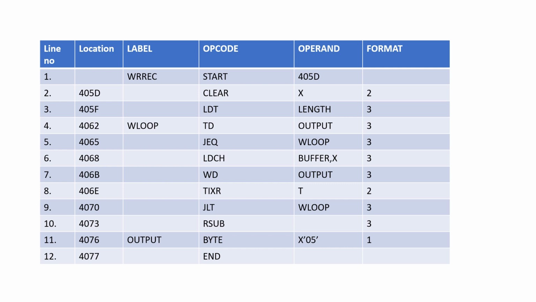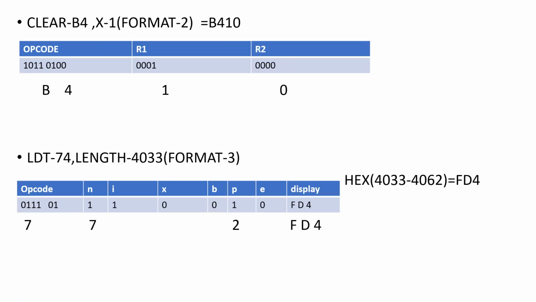The starting location is 405D. By adding 2 to the address 405D, we'll get 405F. And then by adding 3 to 405F, we'll get 4062. The rest of all the locations are made up by adding these formats. So let's see how to write the object code for the first opcode, that is CLEAR X.